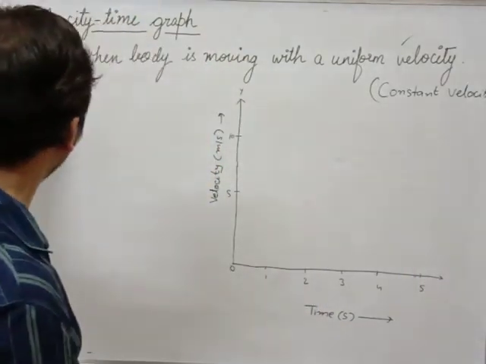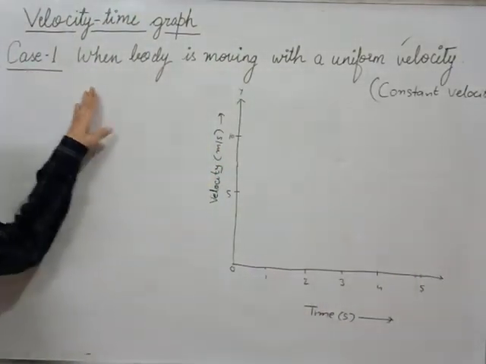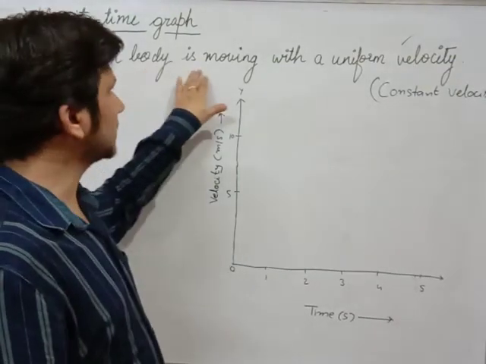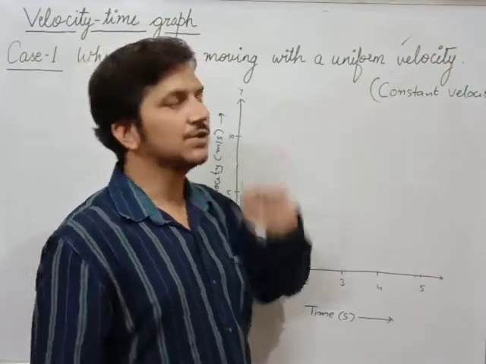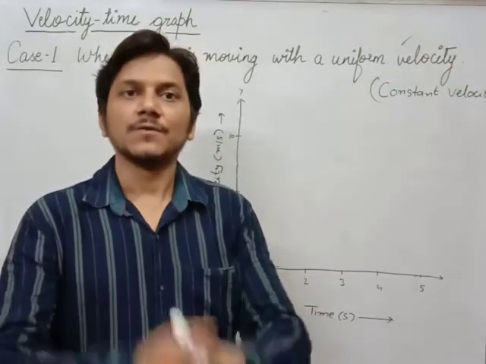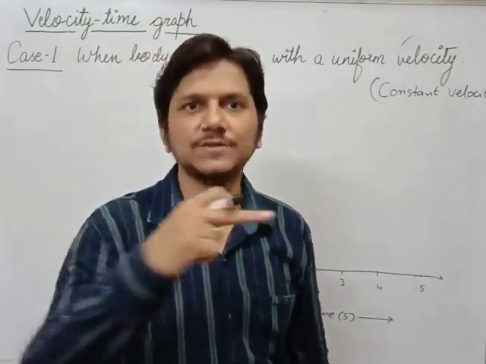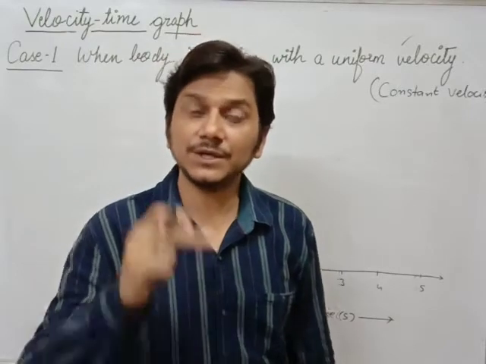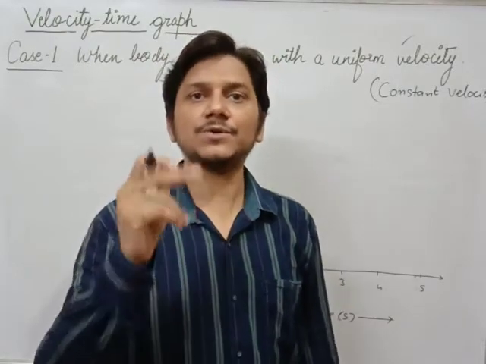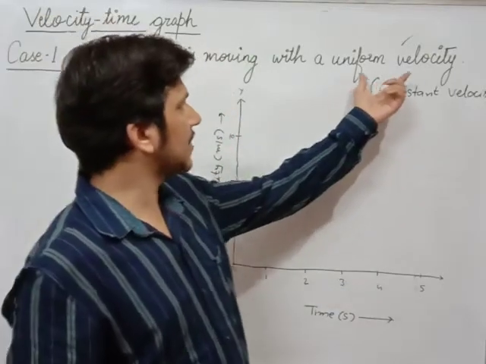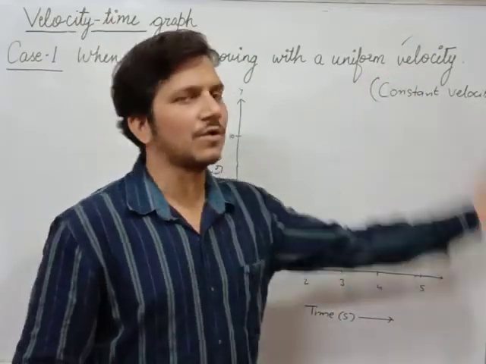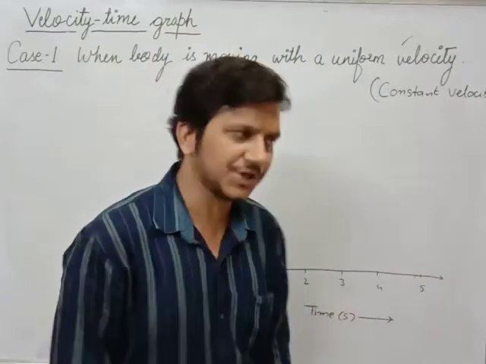Now here we will discuss case number 1, when a body is moving with a uniform velocity. So what is a uniform velocity? When a body is moving in a straight line, covering equal distances in equal intervals of time, that type of velocity is called the uniform velocity of an object.